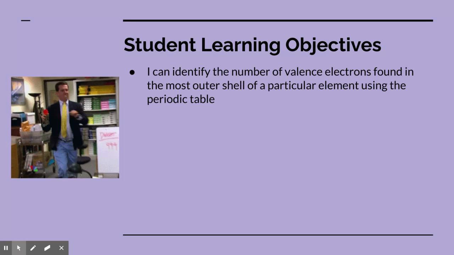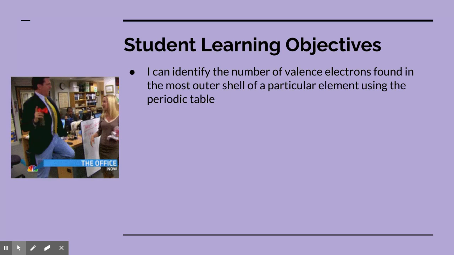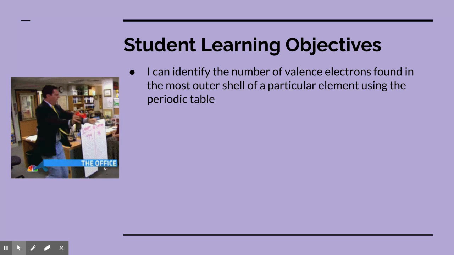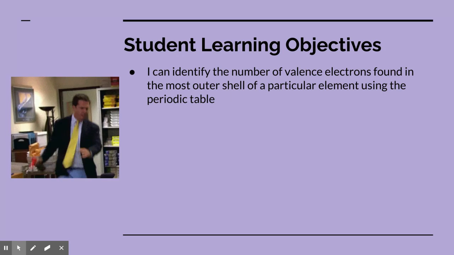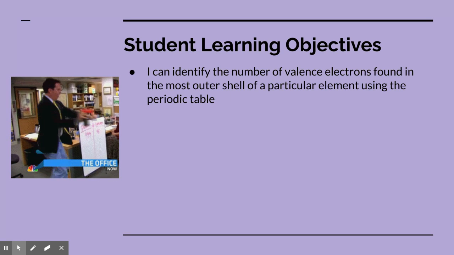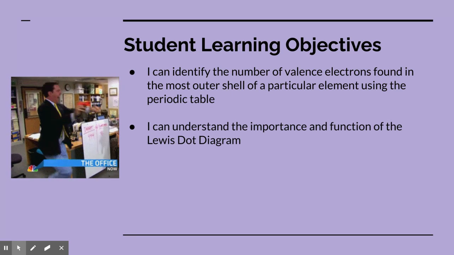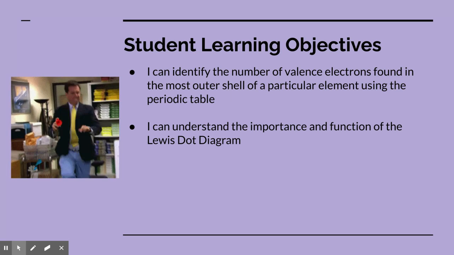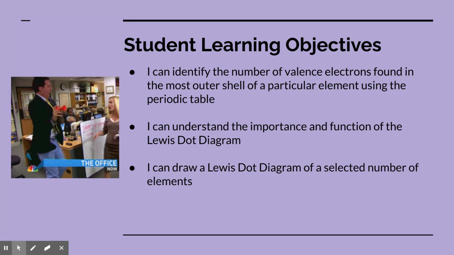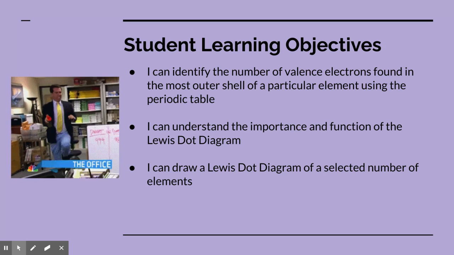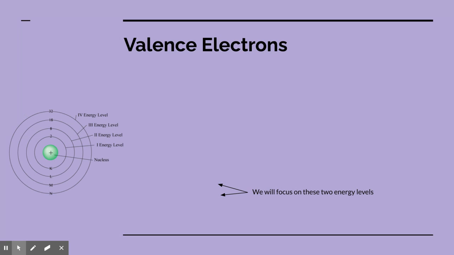So the three objectives that I want you to be able to say that you can fulfill are these. You can identify the number of valence electrons found in the outermost shell of a particular element using the periodic table. You can understand the importance and function of the Lewis dot diagram, and you can also draw a Lewis dot diagram of a selected number of elements.